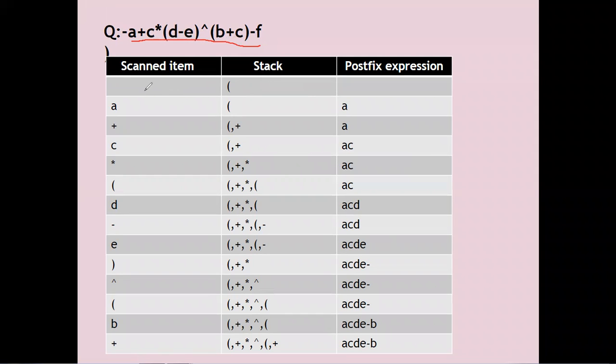Execution starts from left to right. So first of all we have to push the rounded bracket, the left parenthesis, onto the stack. So we are entering the rounded bracket into the stack, because first we have to insert the left parenthesis. Fine, then a is what, then the second input.